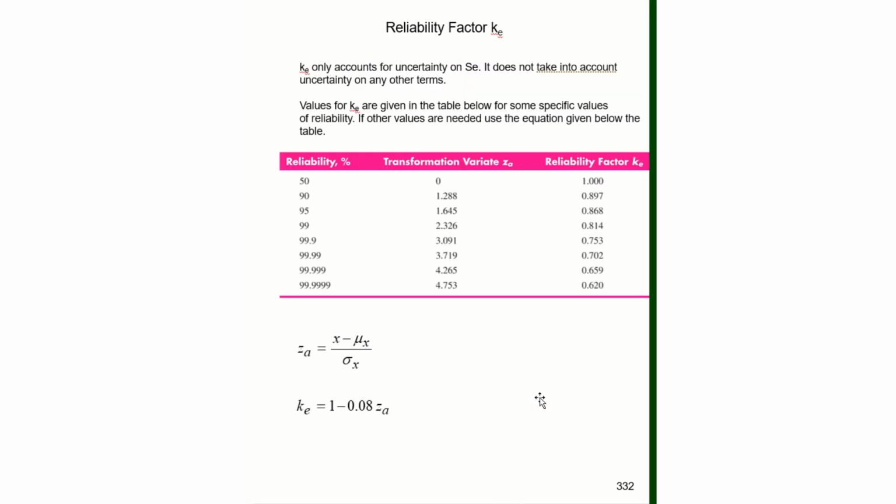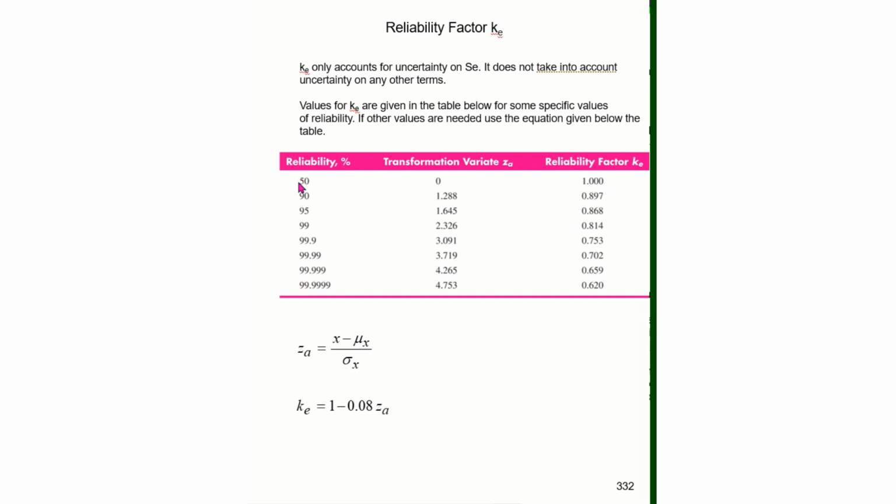The next Marin factor is the reliability factor, Ke. And Ke accounts for uncertainty on the endurance limit. It does not take into account uncertainty on any other terms. It's only on the endurance limit. So values for Ke are given in this table below. If we want a 50% reliability, then we use Ke as 1.0. So this is the default, a 50% reliability, which is not very good.